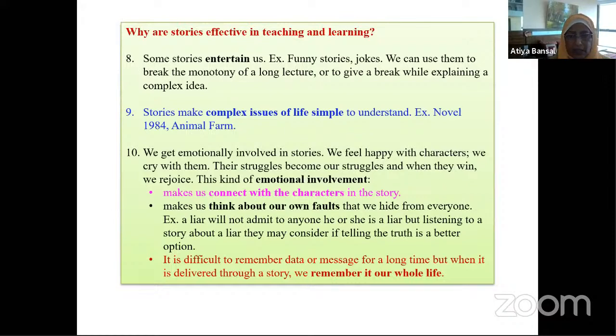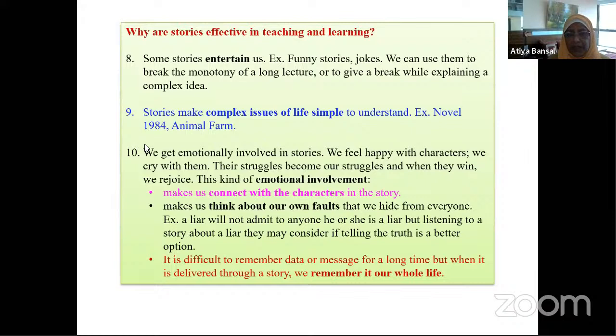So a short story or a joke to break the monotony, especially after lunch, on a hot day, when the students are sleepy. It's very important to have a few stories ready for them so that they don't sleep. Point number 9 is the stories make complex issues of life simple to understand.